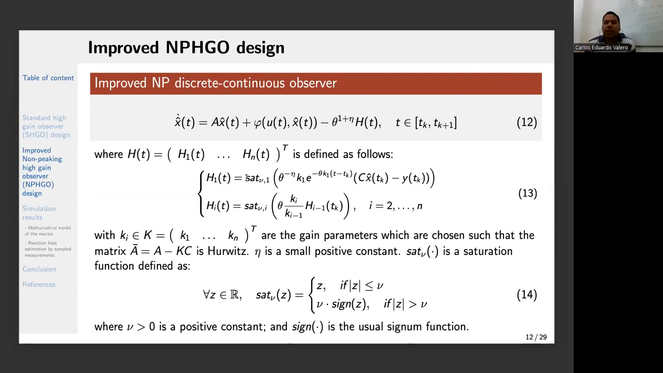And how do you define this in equation 14, the beta or the nu? I don't know what the letter is. Yes, actually it's a positive constant, but how do you define it?